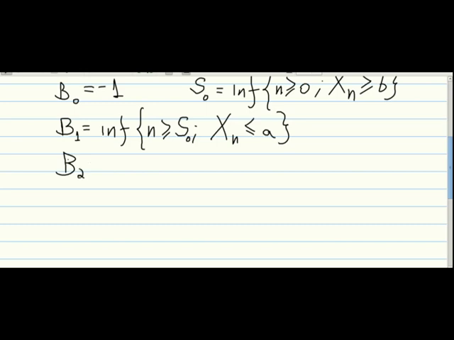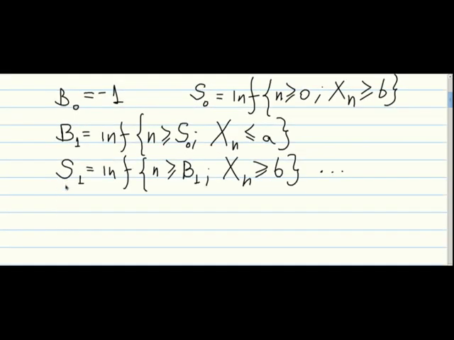Sorry, what's S1? S1 is the first time after B1 such that Xn is again above b. And we can define inductively Bn and Sn for every n.